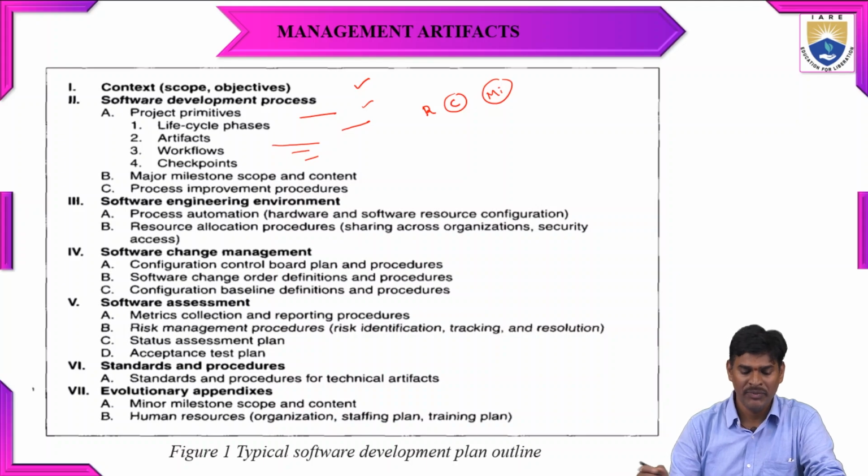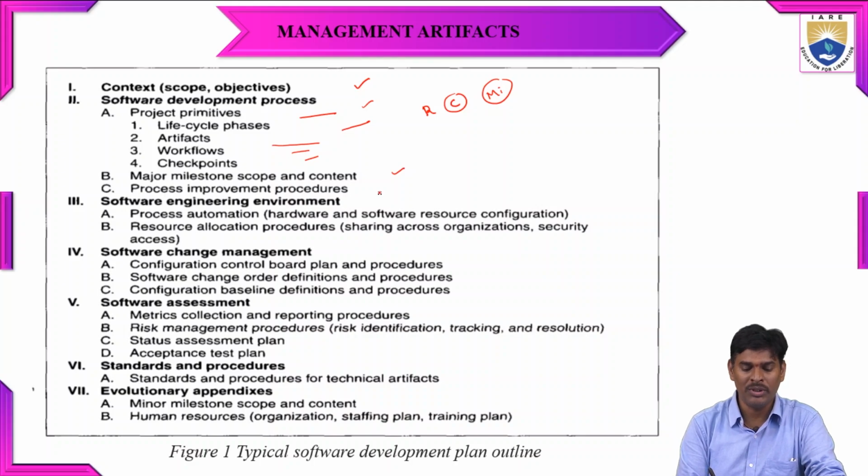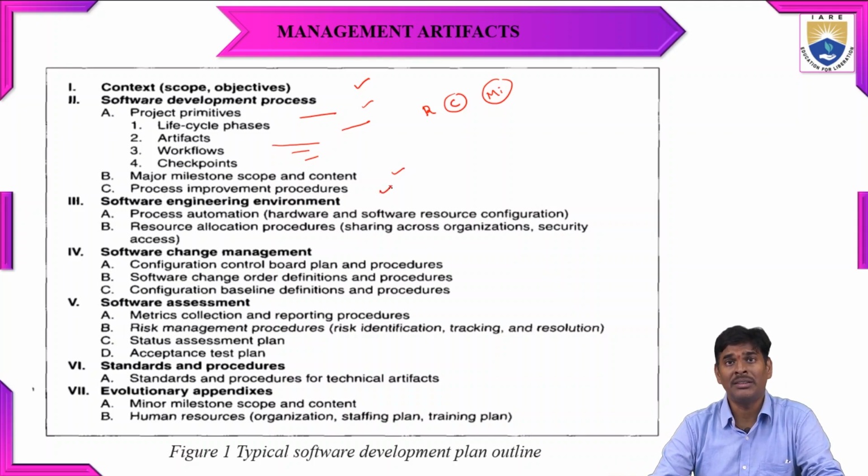The next one is major milestone, scope and content. In the software development process, they need to verify the major milestone scope and the content mainly used for the software project or development. And also they need to follow the process improvement procedures.